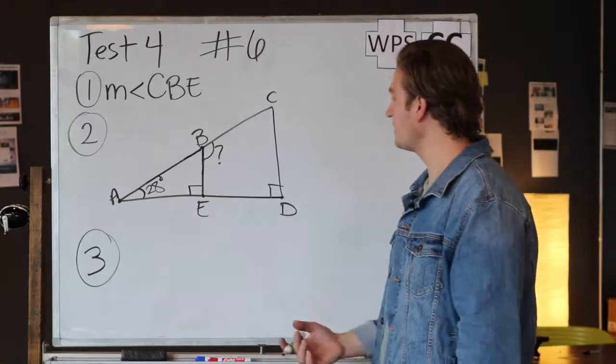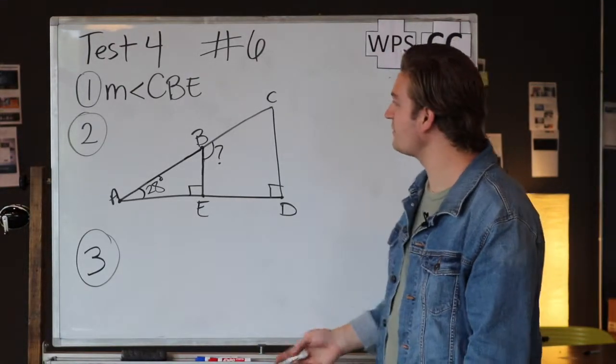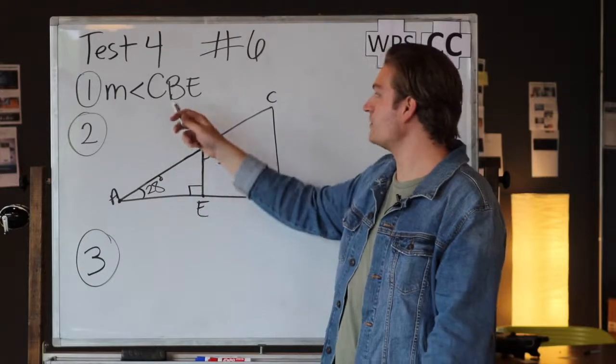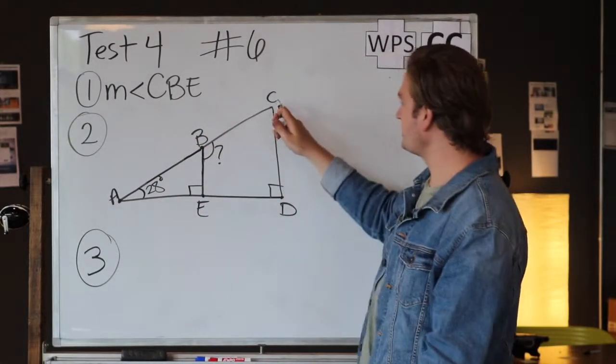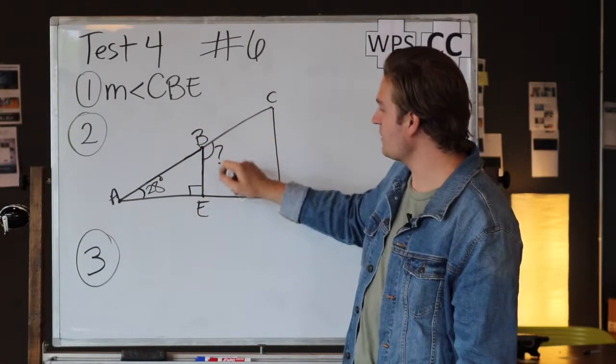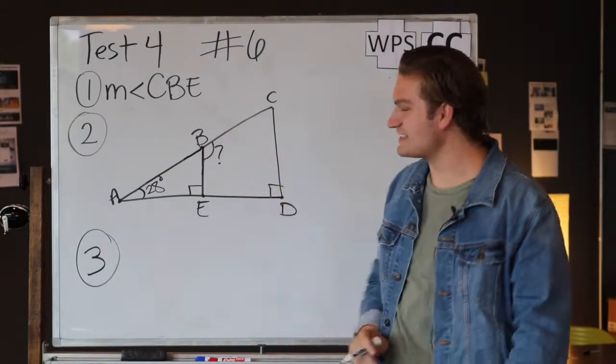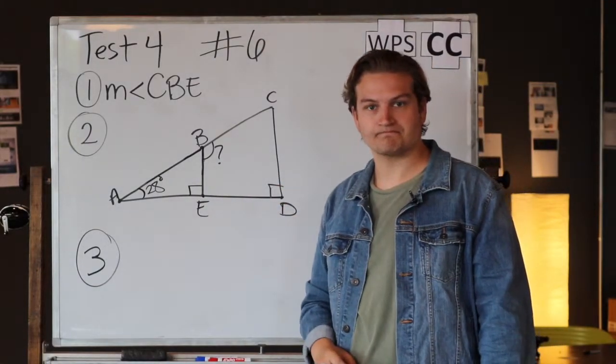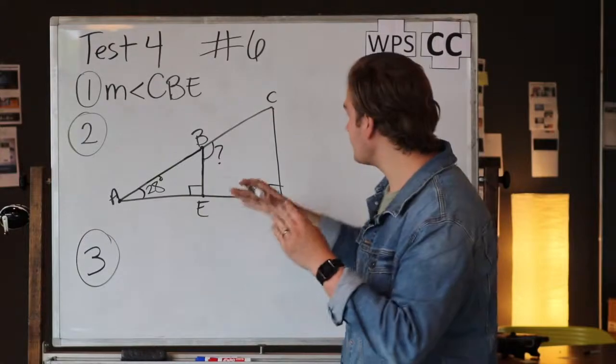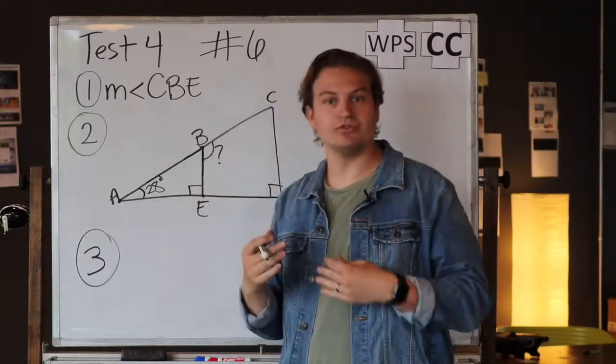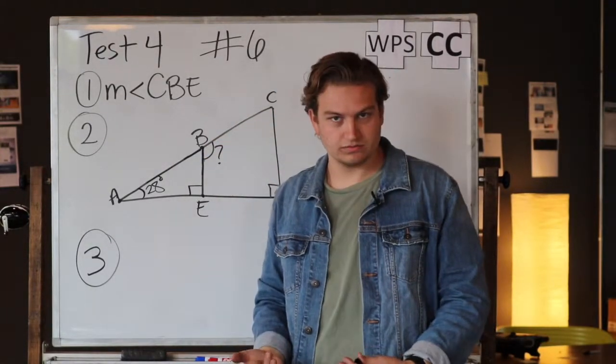And in this particular word problem, my friends, we are trying to find the measure of angle CBE. This is CBE. We are looking for the measure of this angle right here. Great, now we've got to find the measure of angle CBE. Step 2, what do we know?